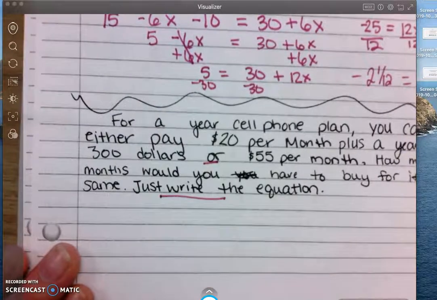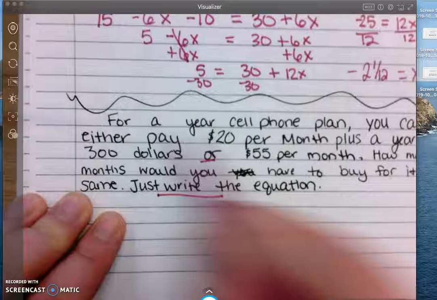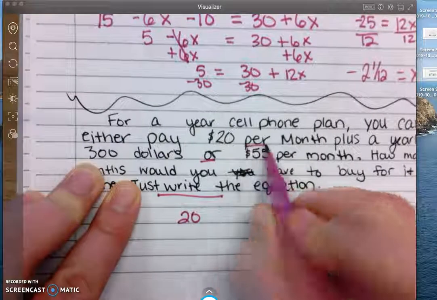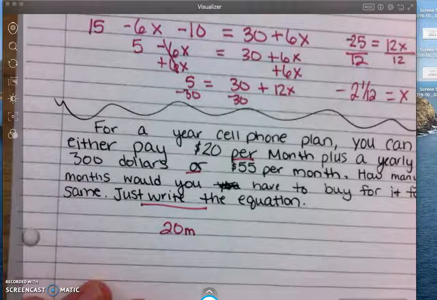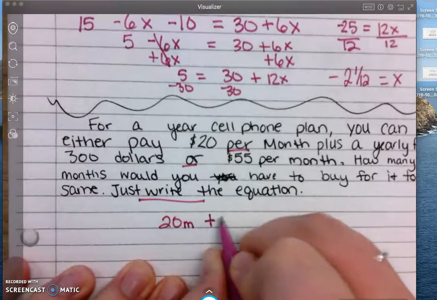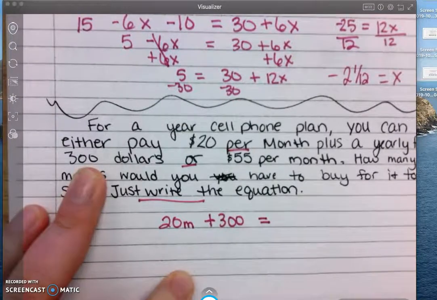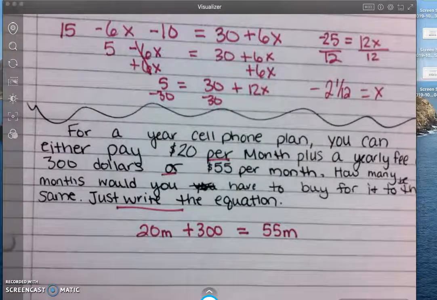Just write the equation. The same is going to be an equal sign, right? So you're going to have the $20 per, see that, per? That means per month, so I'm going to be multiplying it. And then plus the 300, and then set it equal to just $55 per month. Again, I could solve this and figure out how many months. So that's it. Okay.